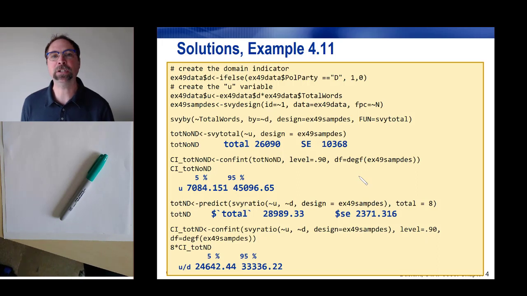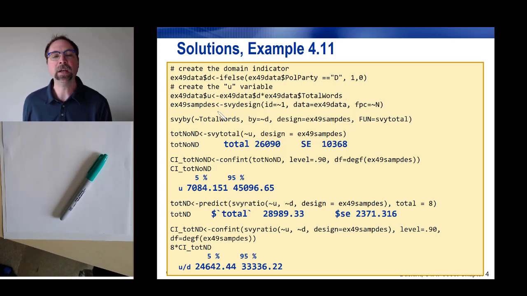So here's how we can actually do this in R. First, we're going to create an indicator for whether or not you're a Democrat. Now, the political party variable had 3 levels, so I need to just create a binary indicator for whether or not you're a Democrat. That's exactly what I did here using this if-else command. Basically, if this function is true, I'm going to give you a 1. If it's not true, then I'm going to give you a 0. And then I'm going to create the u variable by multiplying this indicator by the total number of words variable.